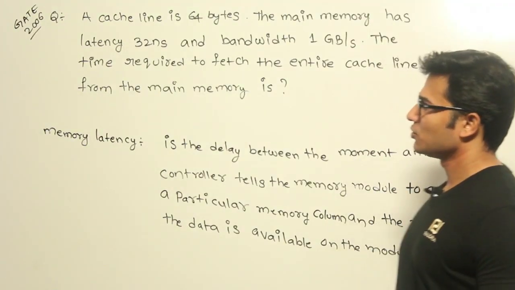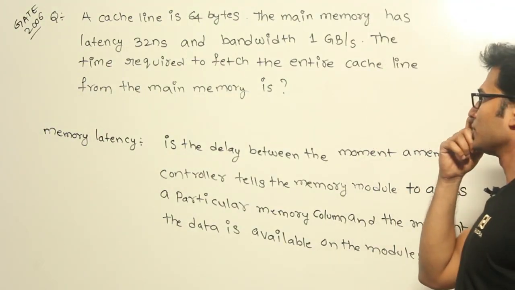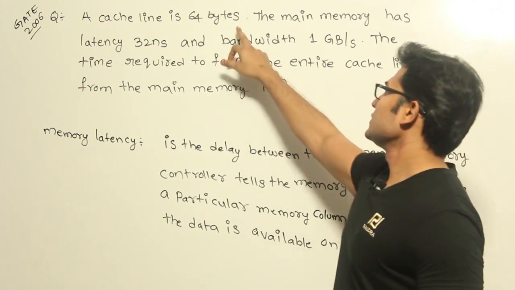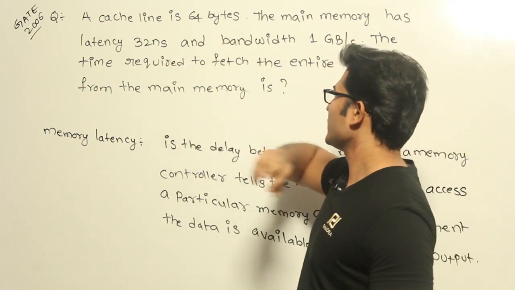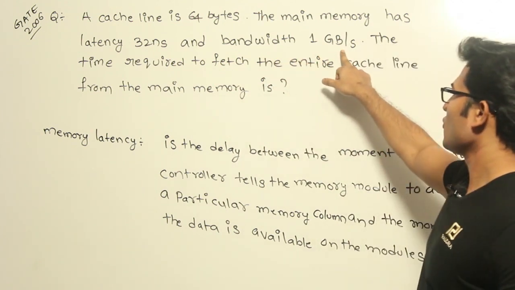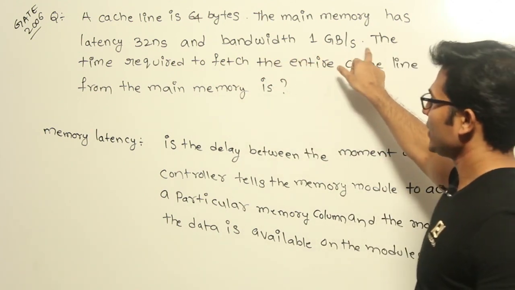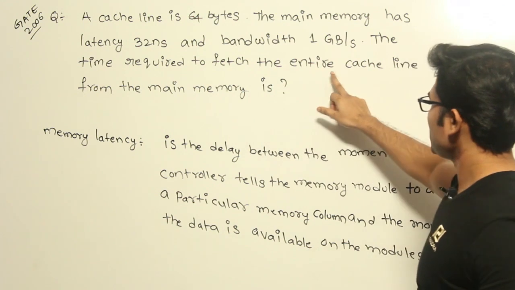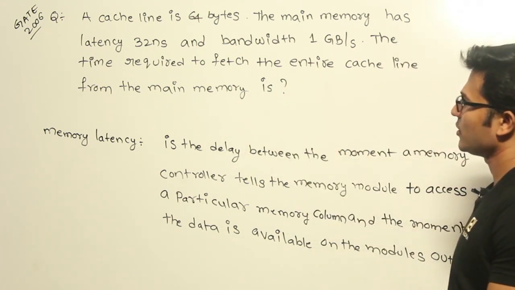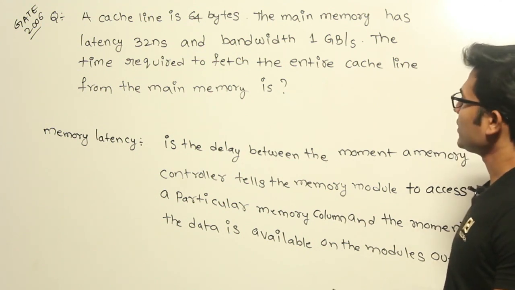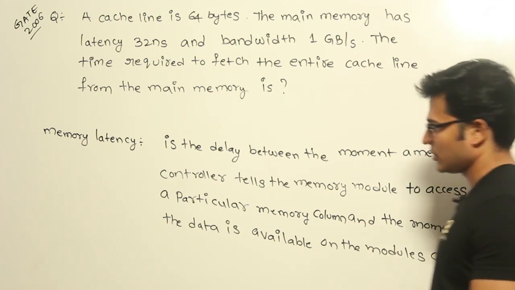This question is asked in GATE 2006. Let me read it out for you. A cache line is 64 bytes. The main memory has latency of 32 nanoseconds and bandwidth of 1 gigabyte per second. The time required to fetch the entire cache line from the main memory is... So now, what is the time required to fetch the entire cache line from the main memory? That is what is asked.